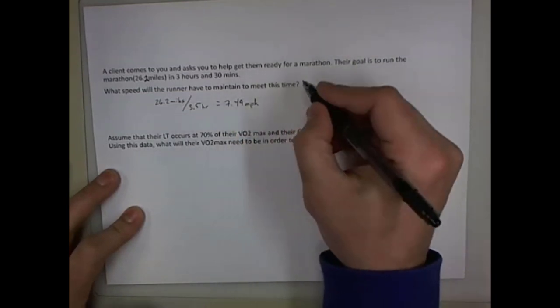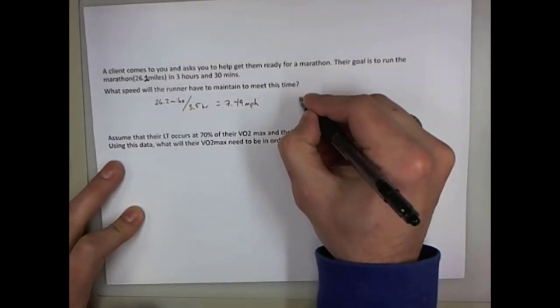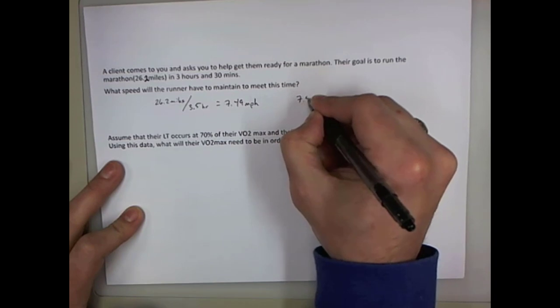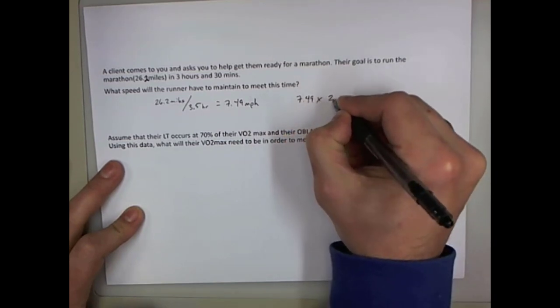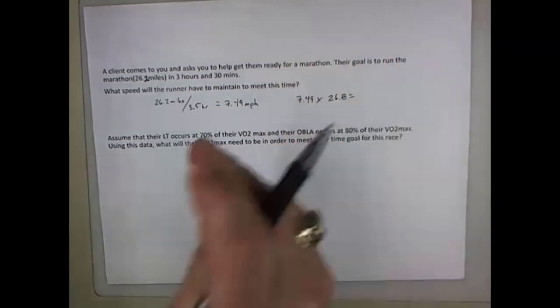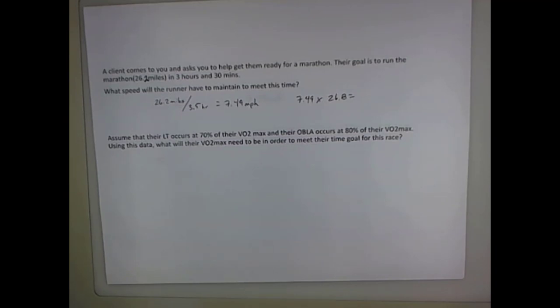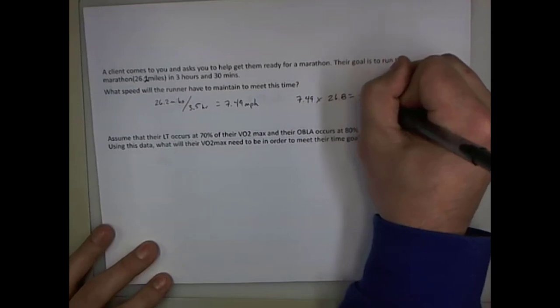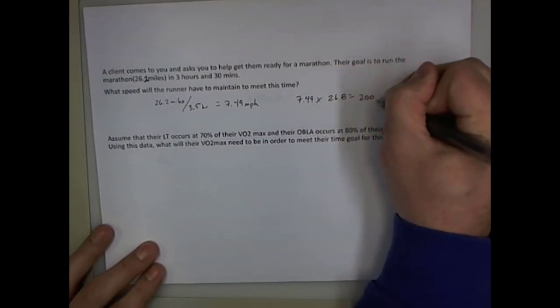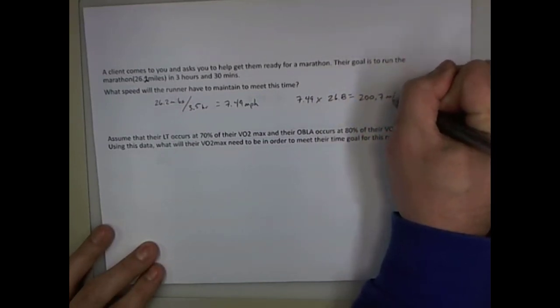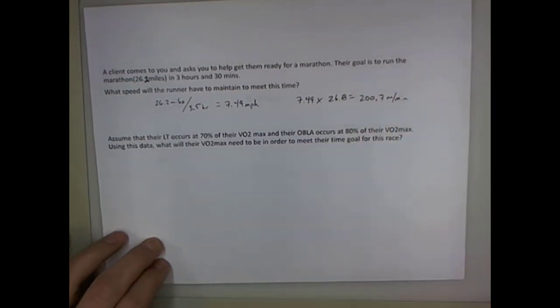We know we're going to need this in meters per minute, so let me convert that into meters per minute. So 7.49 times 26.8 tells us that this person is going to need to run 200.7 meters per minute.